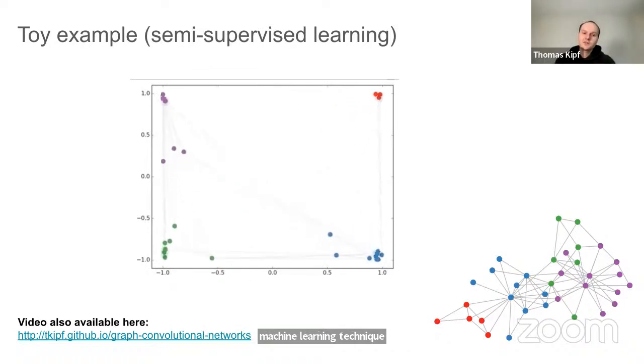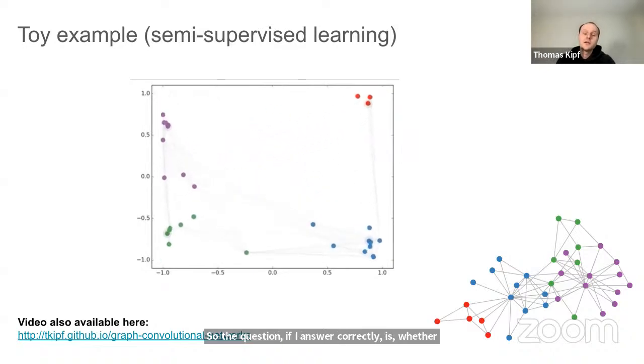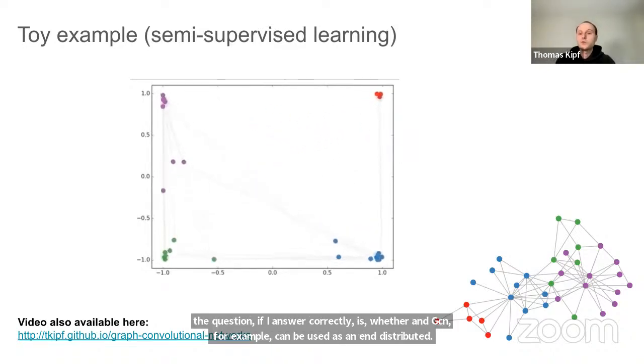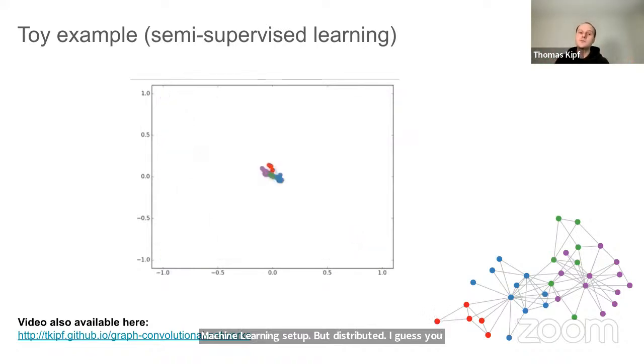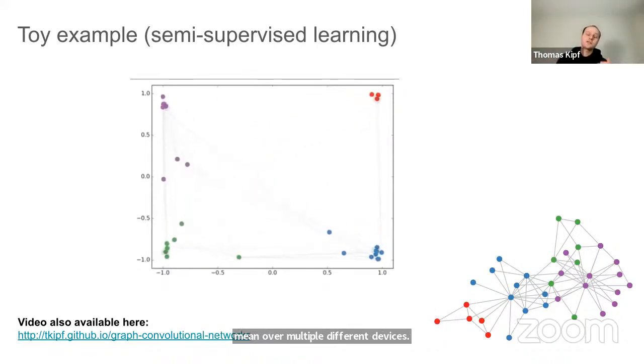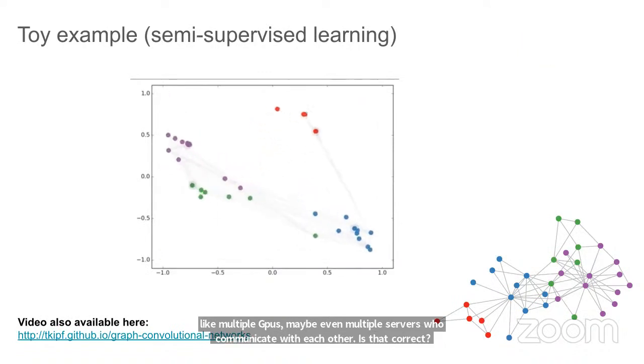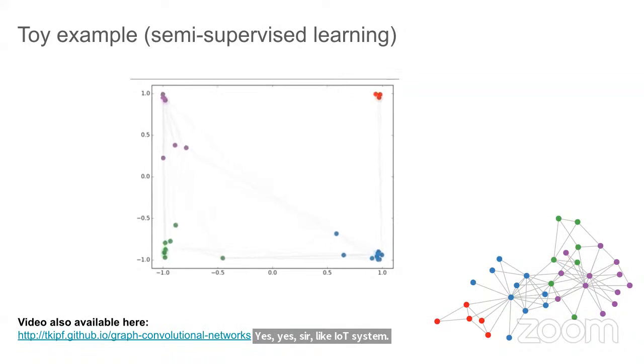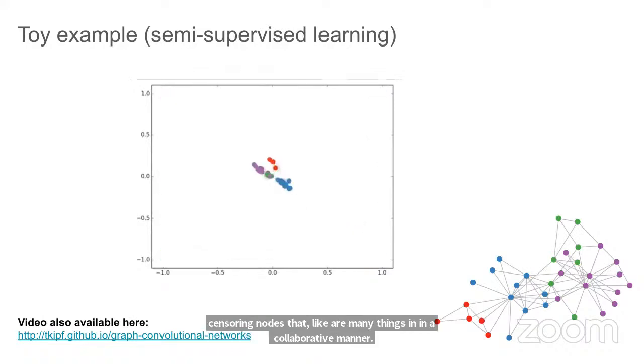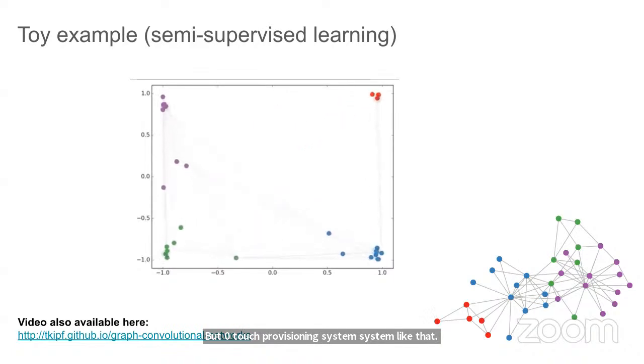So the question, if I understood correctly, is whether GCNs, for example, can be used also in a distributed machine learning setup. By distributed, I guess you mean over multiple devices, like multiple GPUs, maybe even multiple servers that communicate with each other. Is that correct? Yes, sir. Like an IoT system or cloud computing, where there are many sensing nodes working in a collaborative manner, or a zero touch provisioning system like that. So can we use it here, or is it useful or not?